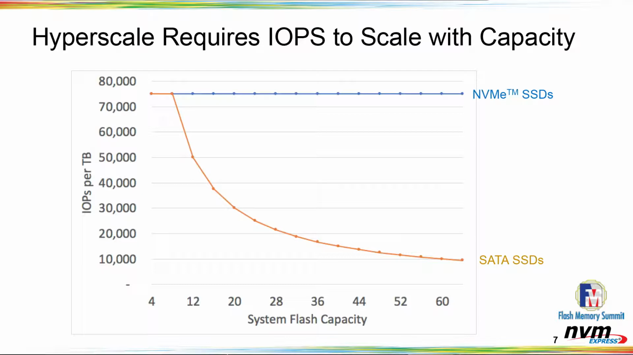Now, NVMe. We'll start off with: why NVMe? If you look at this picture, in hyperscale, we require the IOPS to scale with capacity. So the IOPS per terabyte need to scale linearly. And as you can see, with NVMe it scales very well, and with SATA, the IOPS fall off. Thus, this is the driver for why Facebook uses NVMe.